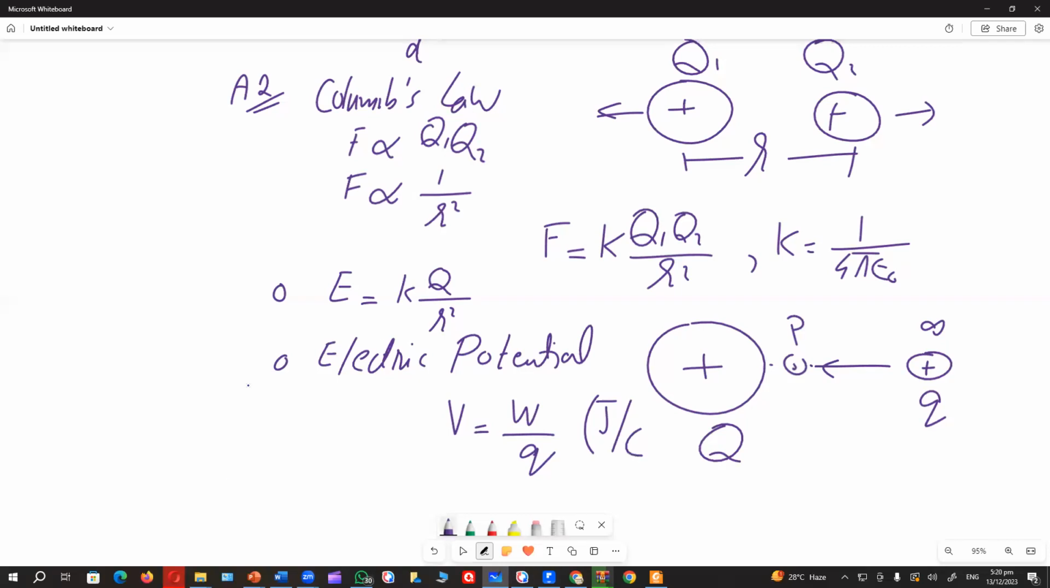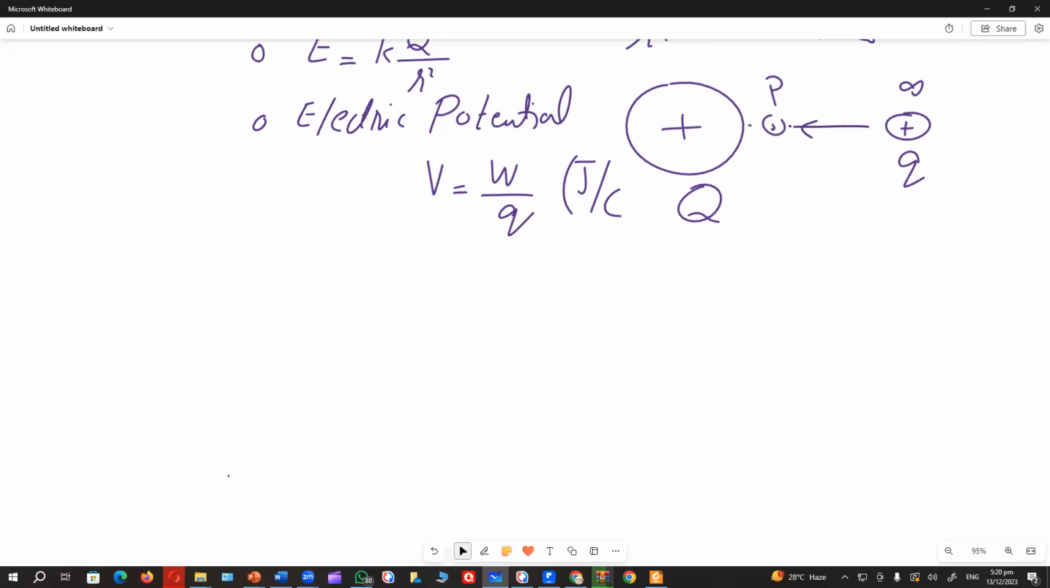This is like gravitational potential. Now remember that the potential V can be positive and it can also be negative. So electric potential is basically a concept of work done. It is just like the concept of gravitational potential.